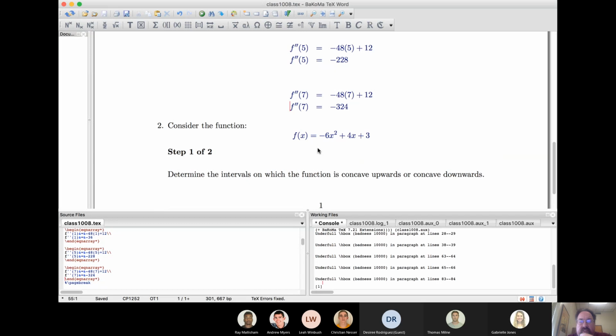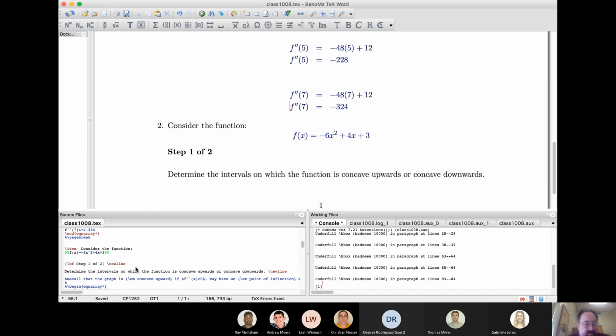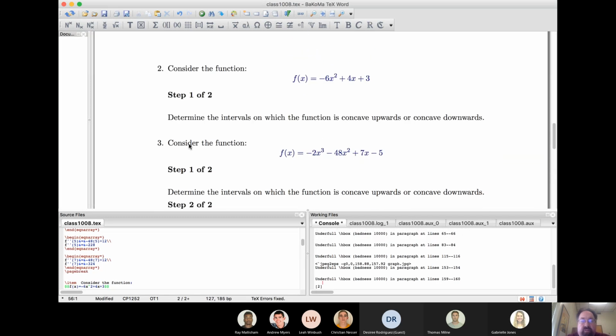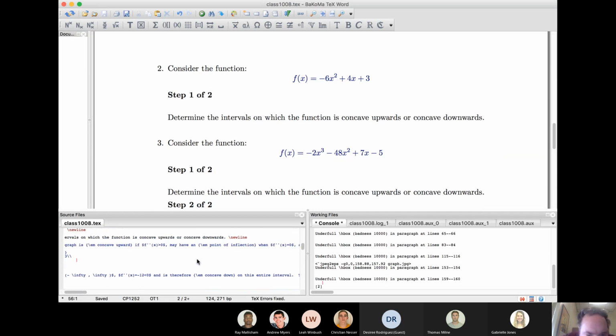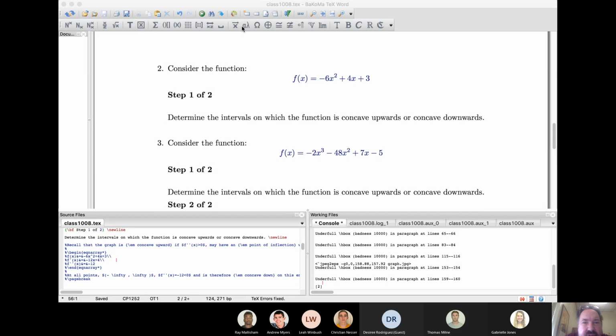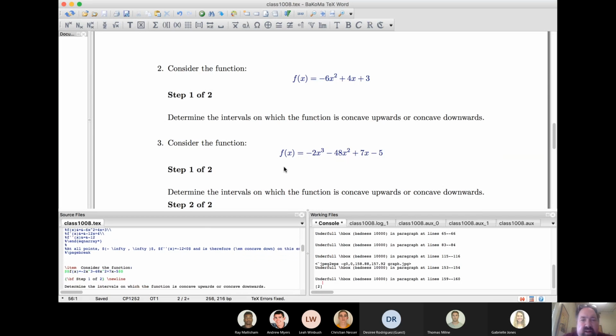So the next problem is where we work with how the second derivative is interpreted. Here you're given this function and what is asked for. Wait, seems like something is missing here. It's a step 1 of 2, therefore there should be a second step. Let me take a look at that. Oh, points of inflection. Okay. Yes, there's a second step. Let me fill that in real quick.